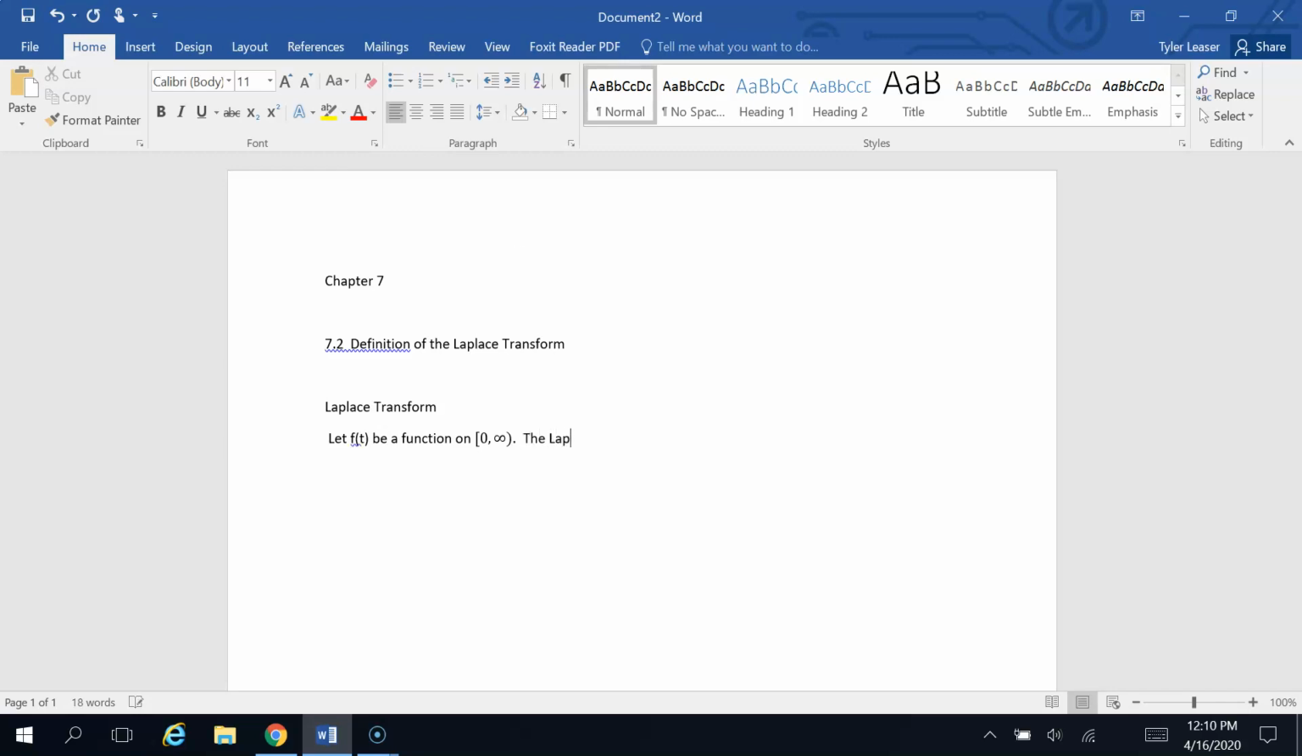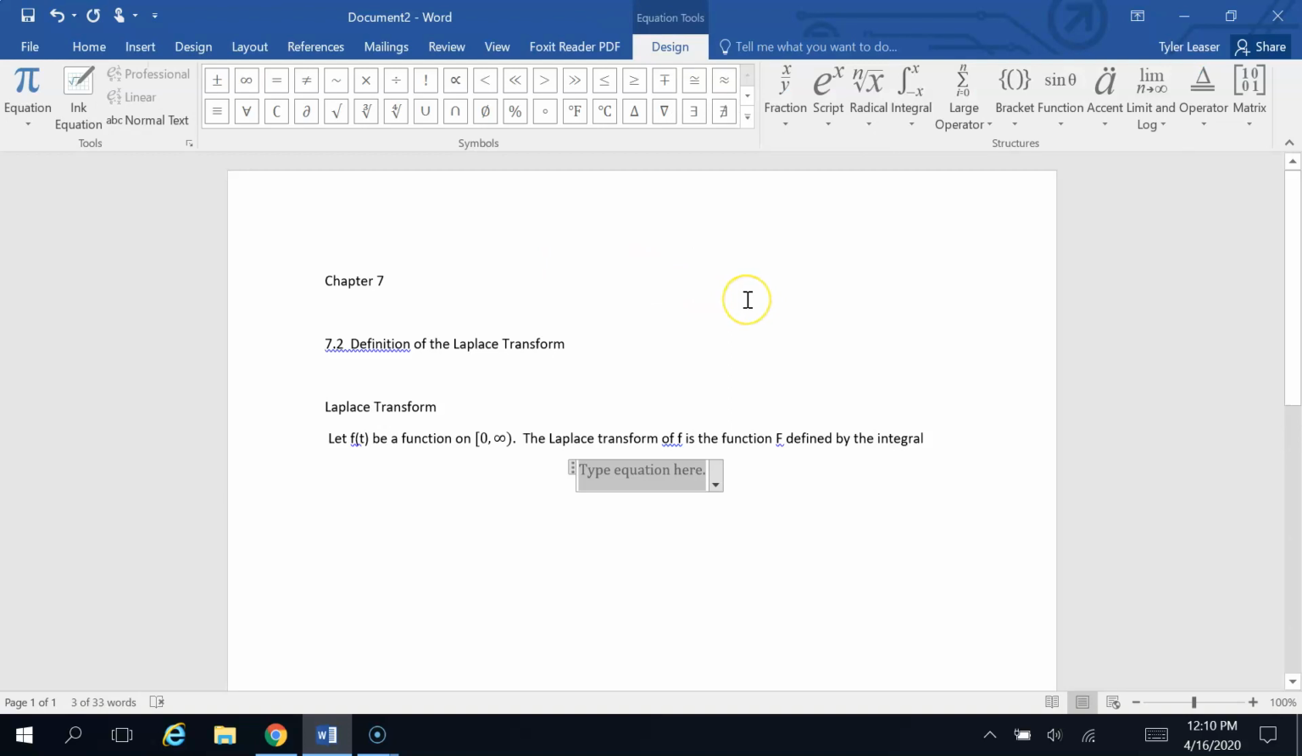The Laplace transform of our function f is going to be the function capital F defined by the following integral. All right, so where this integral comes from, not super important. It's more important just knowing how to use it. So this is going to be our transformation.